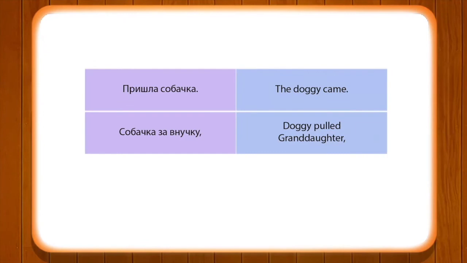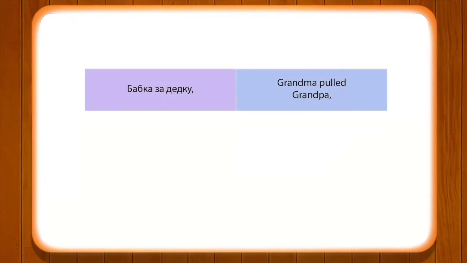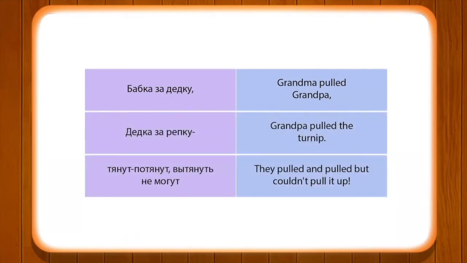And then the sentence comes as: Sabachka za vnuchku, vnuchka za babku, babka za dzietku, dzietka za repku, тянут, потянут, вытянуть не могут. So this construction, внучка за бабку, бабка за детку, детка за репку, has a set meaning here. That means they are helping each other. They have made a line, and then they are trying to pull each and everybody so that they can pull the turnip out. Let's go further.